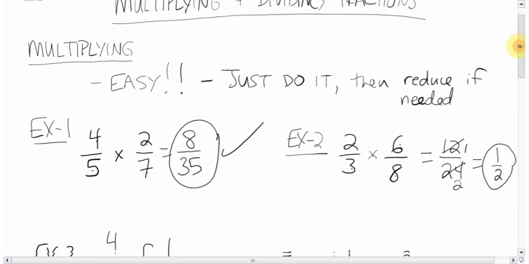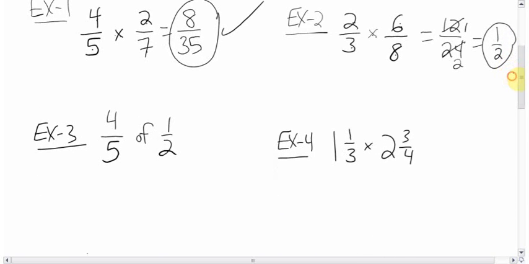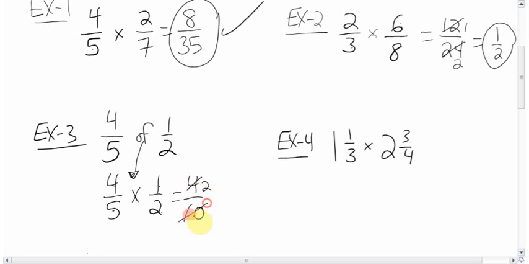Lightning fast, this stuff. How about these two questions? 4/5 of 1/2. I don't know if you were taught this before, but of means multiply. So this question, don't freak out, all it means is we're taking the 4/5 number and we're going to multiply it by 1/2. And you know that multiplying fractions is super easy. 4 times 1, 4. 5 times 2, 10. Check to reduce. 2 goes into here and here. 2 goes in there twice. 2 goes in there 5 times. You're left with 2 over 5. Finished.